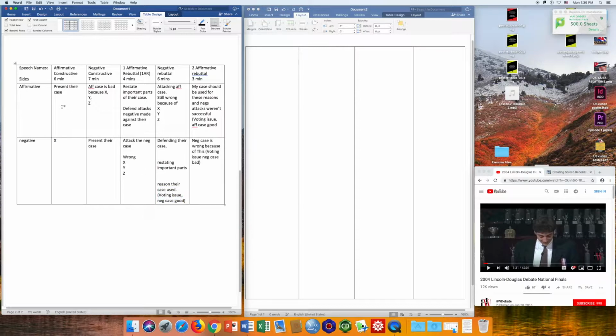So this is the idea of flowing, where we have two separate flows. One on the top line, which is following the affirmative case, and all arguments for, about, and against the affirmative case.